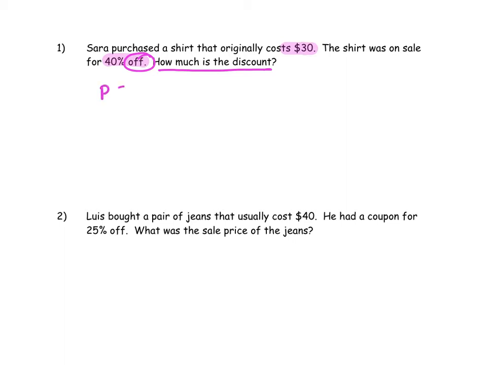We can use our equation, part equals rate times total. The part we're trying to figure out is the part we're going to save, and that is based on 40% off times the total of $30. So what is our next step? Before we can multiply, we have to convert the percent to a decimal.